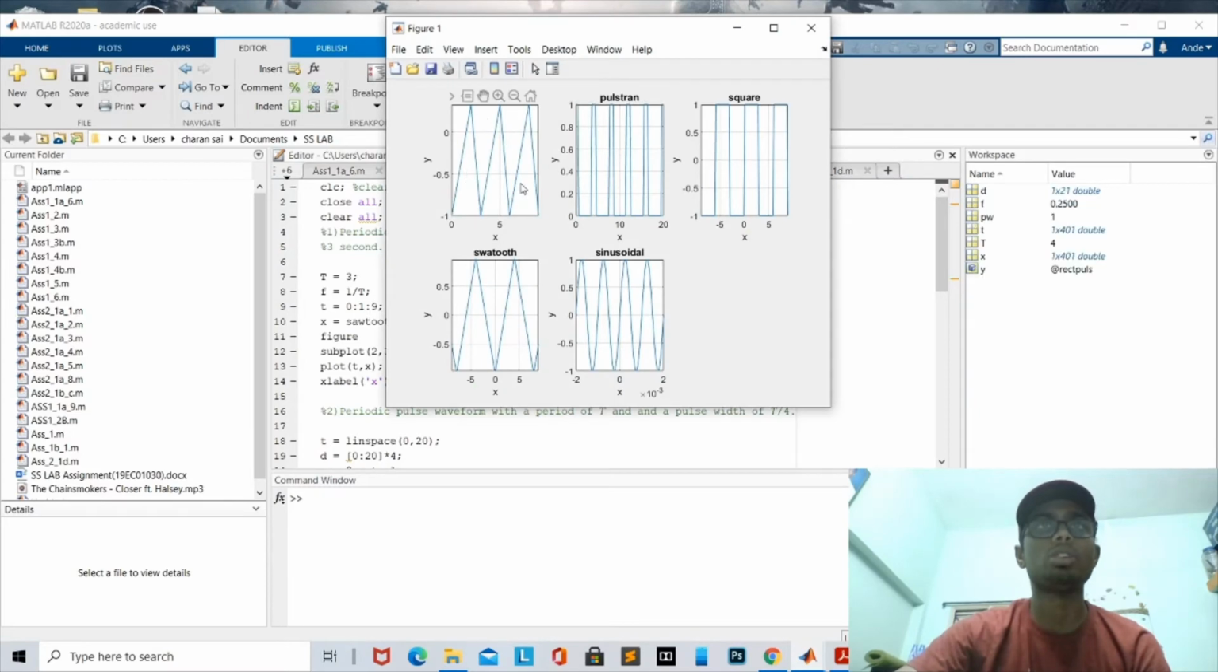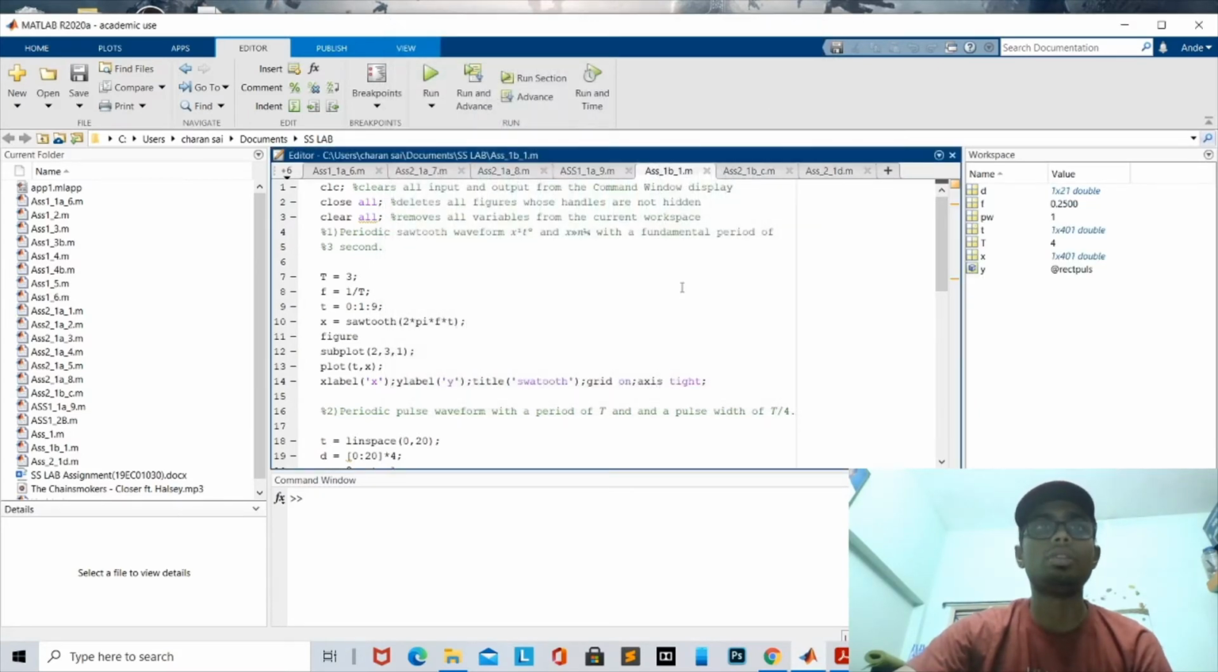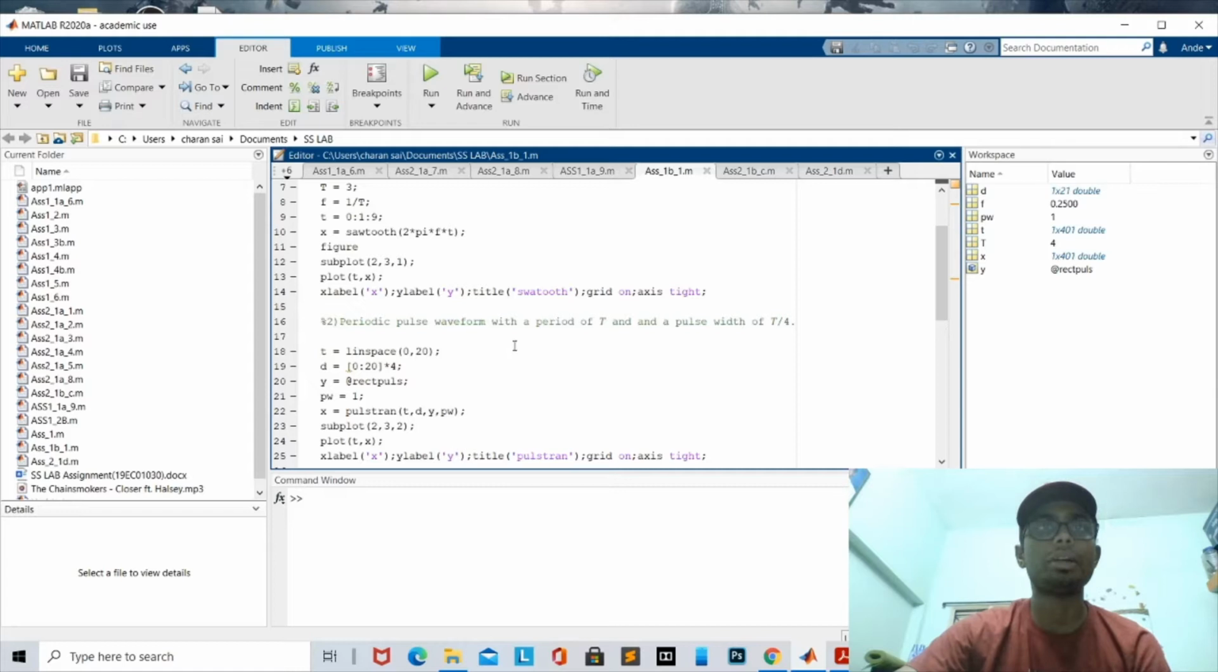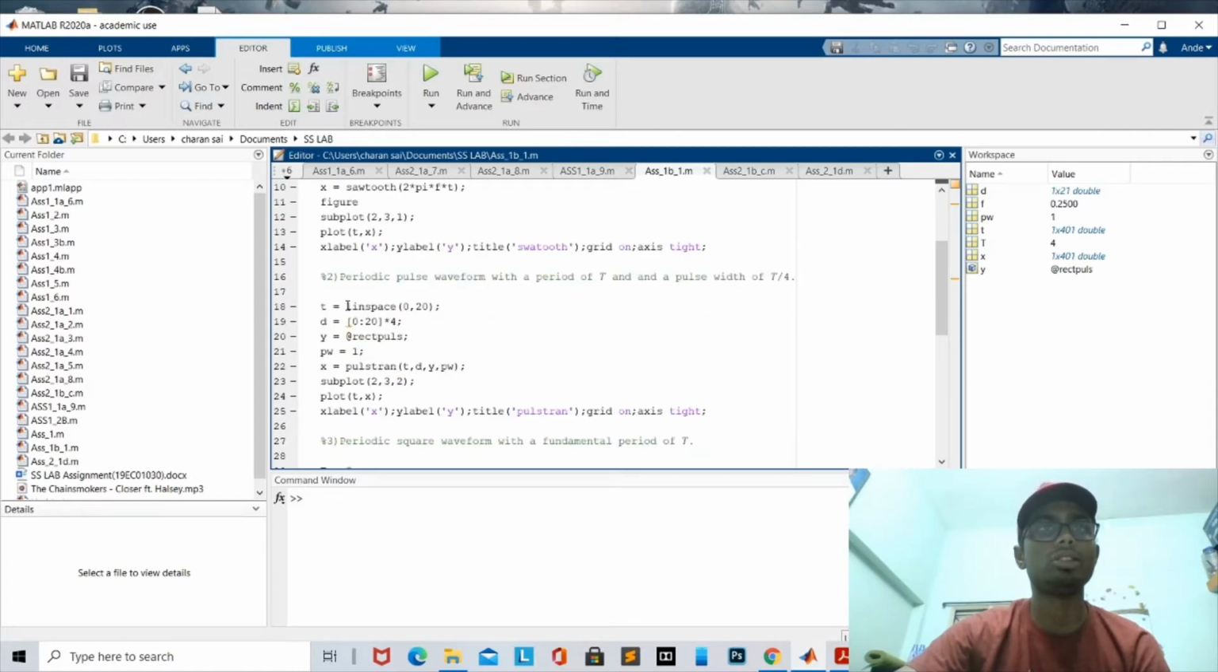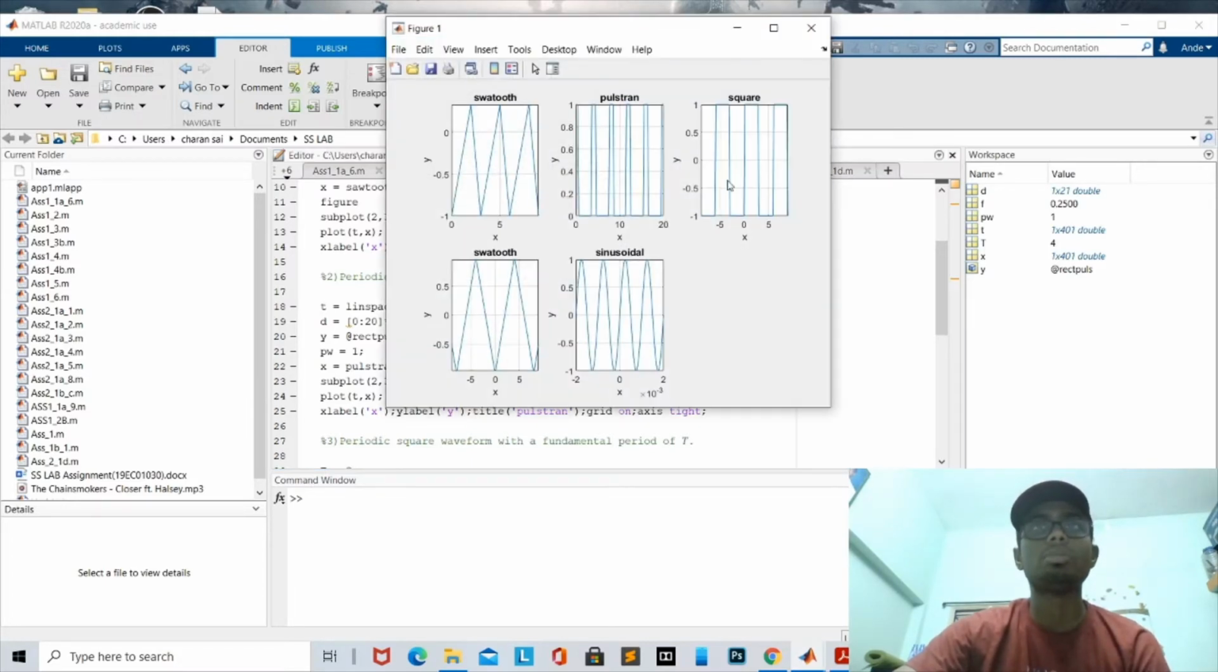Here comes the sawtooth graph. And moving to the next one, here comes the periodic pulse form. What I have used is assigned some values to t, d, and I have used a command like y is equal to @rectpuls. So how I'm plotting the periodic pulse waveform is by using the command x equal to pulstran(t, d, y, pw). So I'll run the code and I'll show you the output. Here comes the pulstran graph.